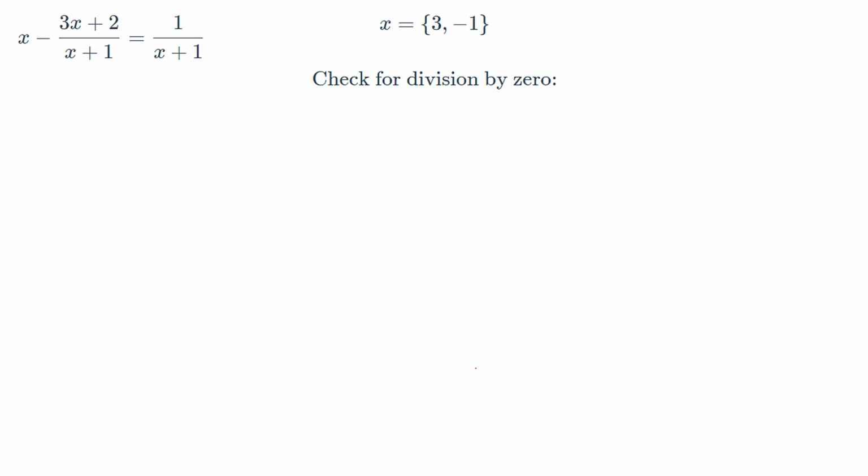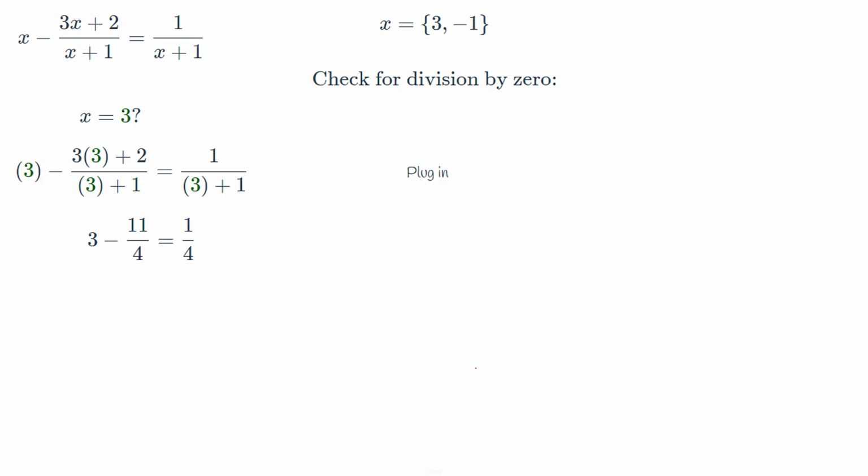Now, back in the original equation we have here, let's check for division by zero. So let's take our first value of 3 and plug it into the equation there. Okay, so looks like we're doing good so far, because on the bottom, for the denominators, you take 3 plus 1, that should give us a 4. So when we do that, we have this setup right here, and we should just be able to subtract those fractions, and that should give us 0.25 on either side there.